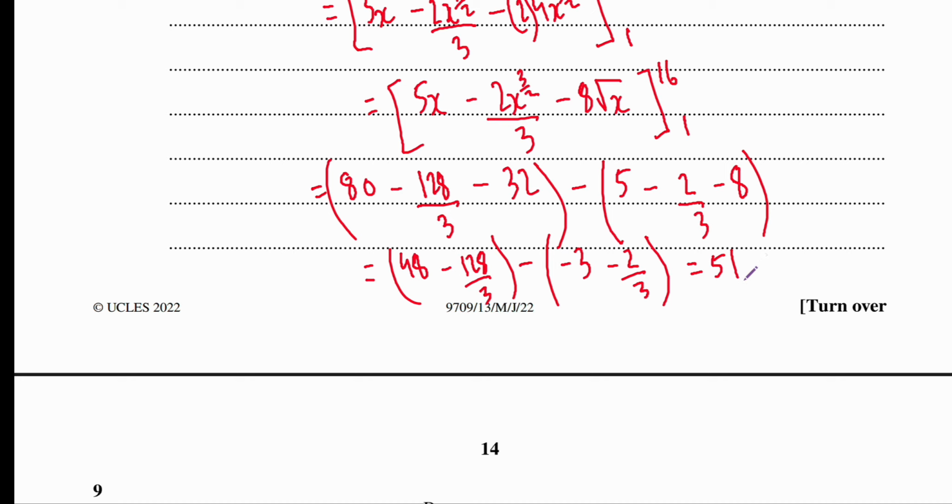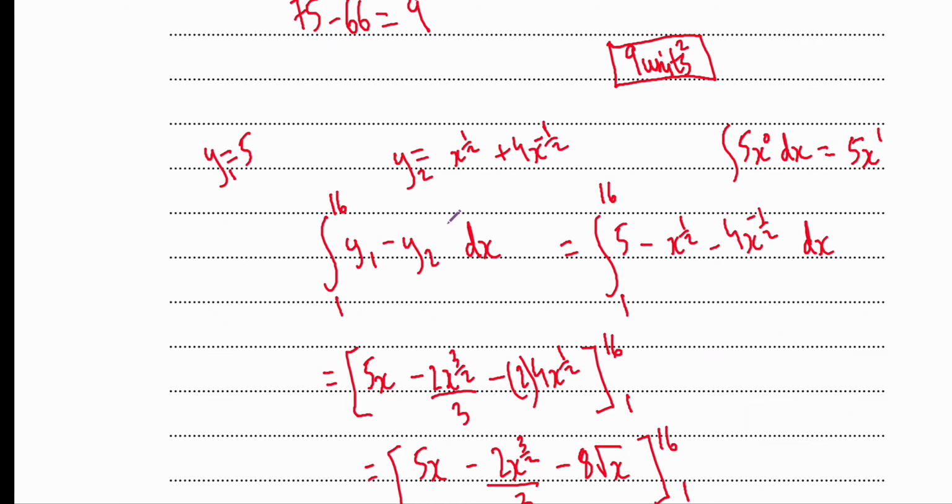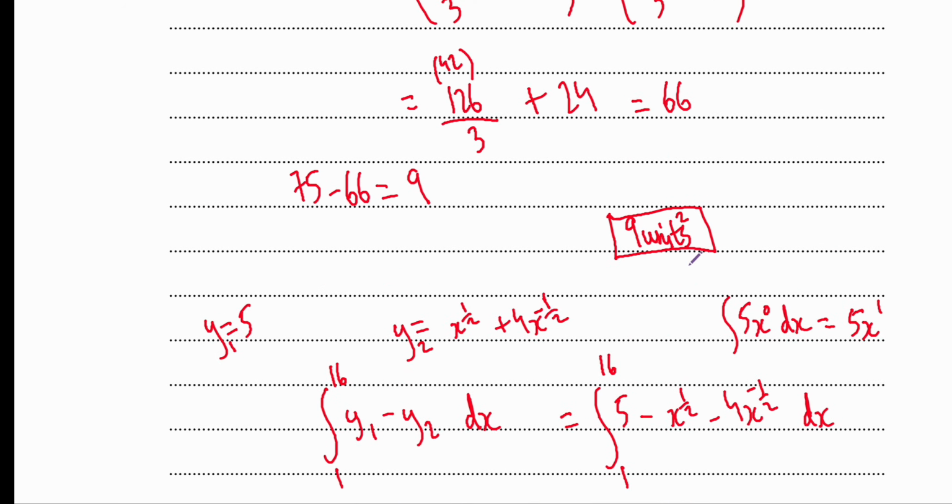So now we have minus 128 plus 2 over 3. Oh, sorry, that's minus 126 over 3. I don't know what I'm saying. Because you think minus 128 over 3 plus 2 over 3, so that's minus 126 over 3. And minus 126 over 3 is just minus 42. So now we have 51 minus 42, which is equal to 9. And that is what we got at the start here as well. We got 9 units squared.